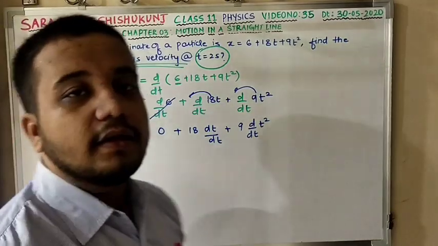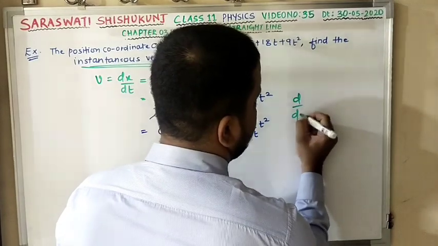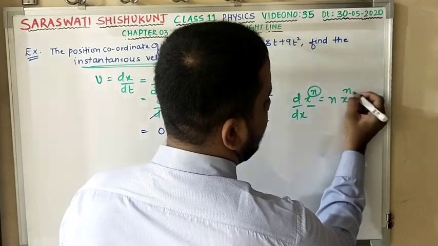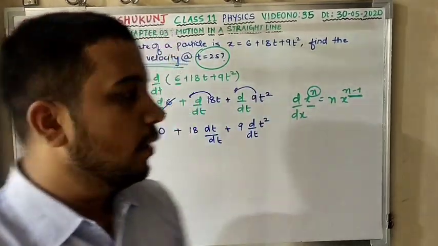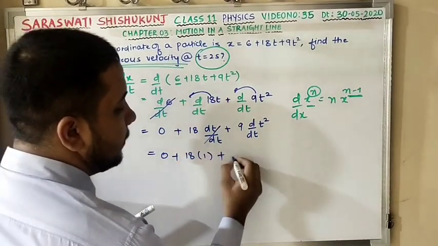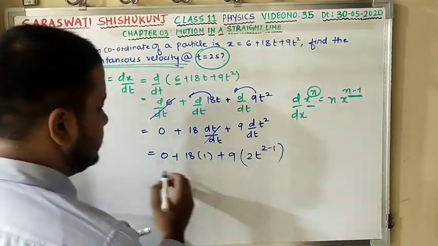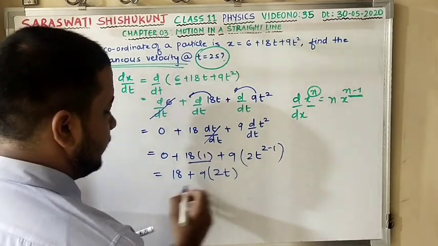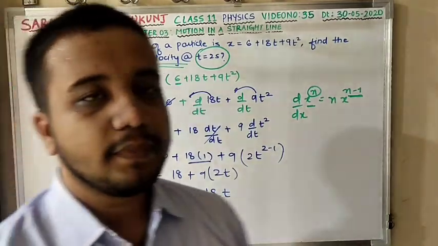Here I have given you one formula: d by dx of x raised to n. As you noticed in the previous lecture, d by dx of x raised to n is n times x with the power reduced by 1, so my answer is n x raised to n minus 1. So I am going to write here 0 plus 18, dt by dt becomes 1, plus 9 with power 2, variable t. So my answer is 18 plus 18 ones are 18, plus 9 into 2t. So my answer is 18 plus 18t.